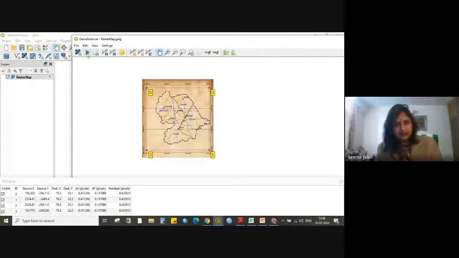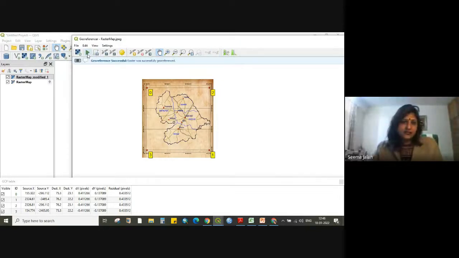Now, when I have defined the equation, it has till now worked on the 4 GCPs only. But if I'm happy with the equation, then I need to apply that equation on the remaining pixels also. So I will say start georeferencing. It says georeferencing successful. Raster has been successfully georeferenced.